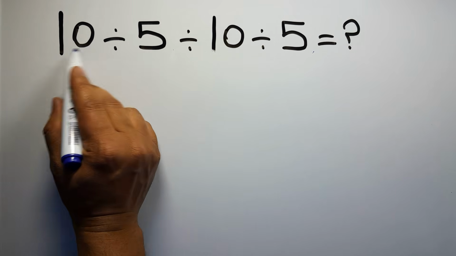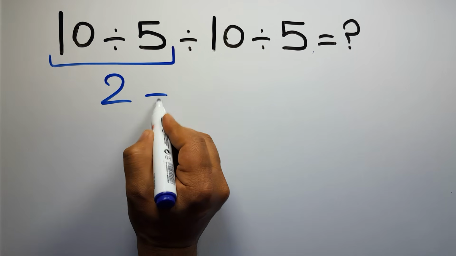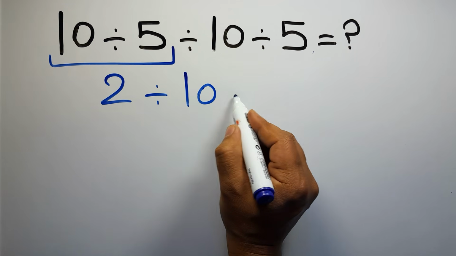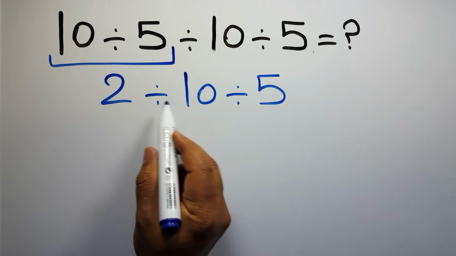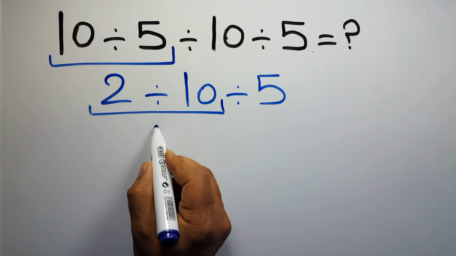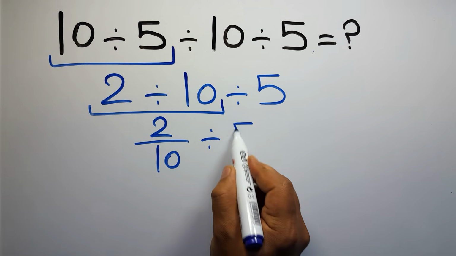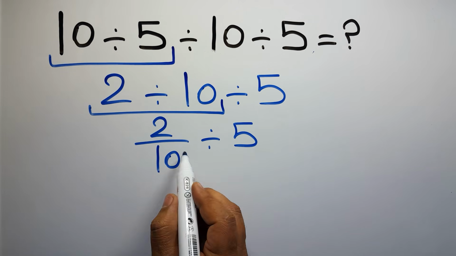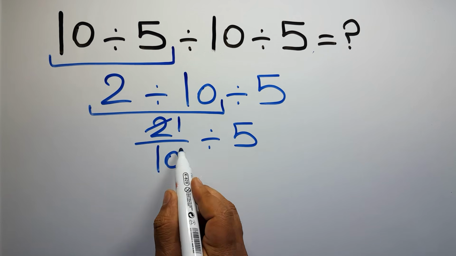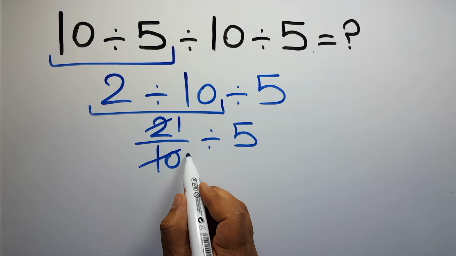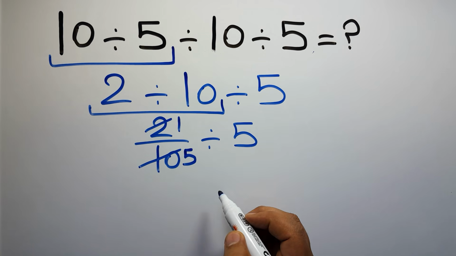So first this division, 10 divided by 5 is just 2. So 2 divided by 10 and divided by 5. Now we have to do this division. 2 divided by 10 can be written as 2 over 10. Then divided by 5. Now let's simplify this fraction. 2 divided by 2 equals 1, and 10 divided by 2 gives us 5. So we have 1 over 5 divided by 5.